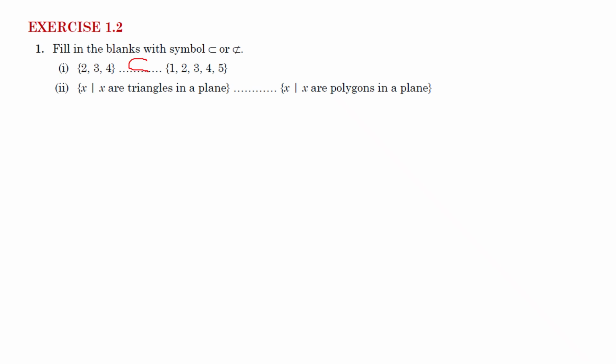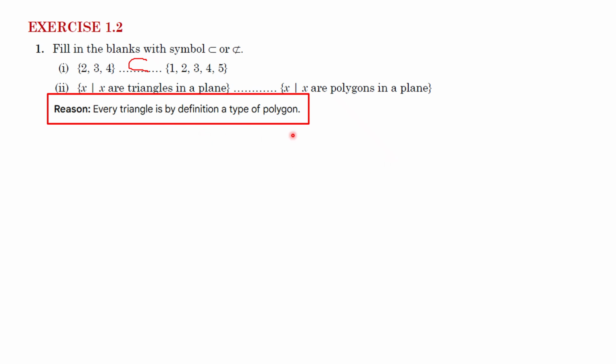Second one is, first set are triangles in a plane, second is polygons in a plane. Now all the polygons, under polygon you will have triangle also. So this is also a subset. Okay. So here you have to write it is subset.